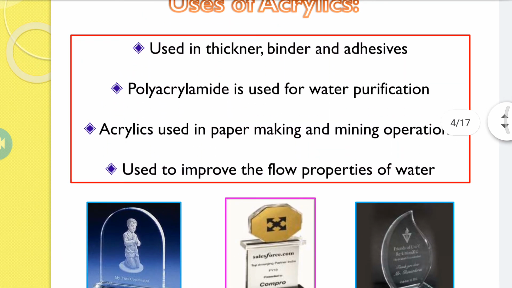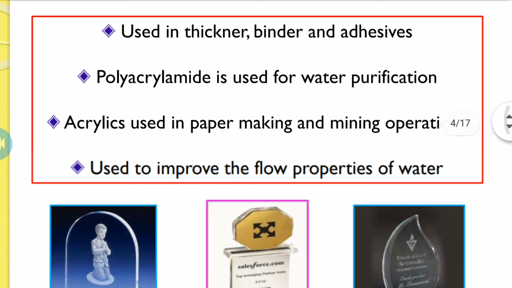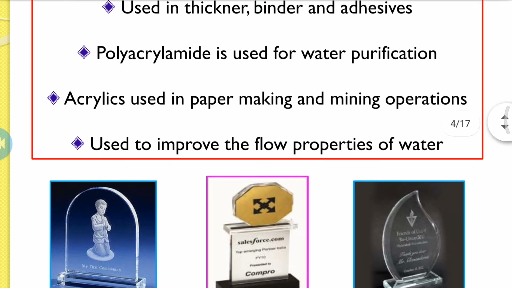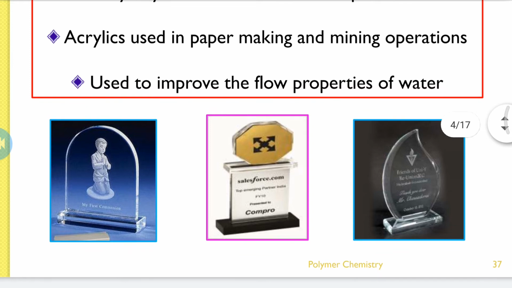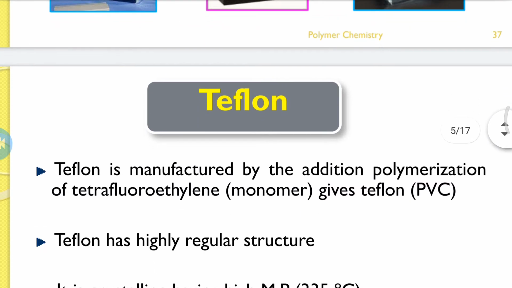Now the use of acrylics. It is used as a thickener, blender and adhesive. Polyacrylamide is used for water purification. Another application is in paper making and mining. The next application of acrylic polymers is to improve the flow property of water. Okay, so these are the applications of acrylic polymers.